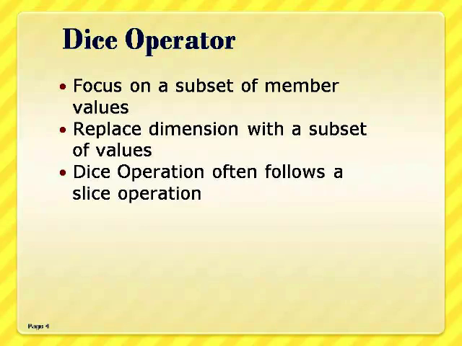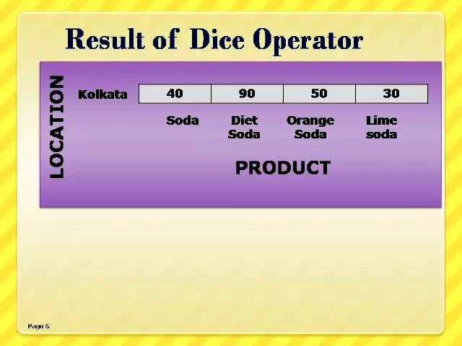So dice on Kolkata, using the result of the previous slice operation, gives the result shown on the slide. Hyderabad total soda, diet soda, orange soda, and lime soda values are 40, 90, 50, and 30 respectively. The dice operation normally follows a slice operation.